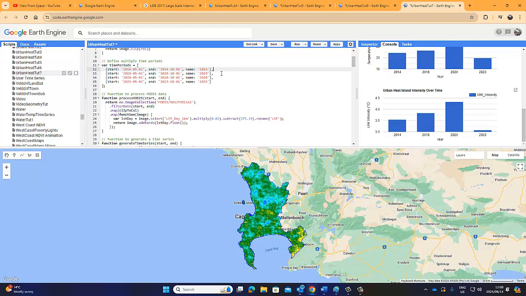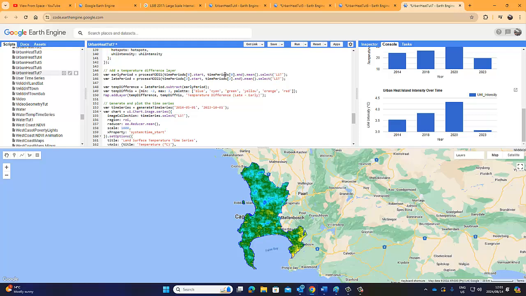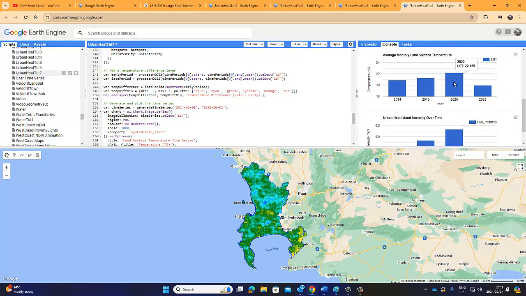Remember, it's 0, 1, 0, 1, 2, 3. Okay, so that's 0. So if we want to make that our early period, 2018, remember, then we'll make that a 1. Or if we want to make this one, which is period 2, 0, 1, 2, then we just change that to 2.